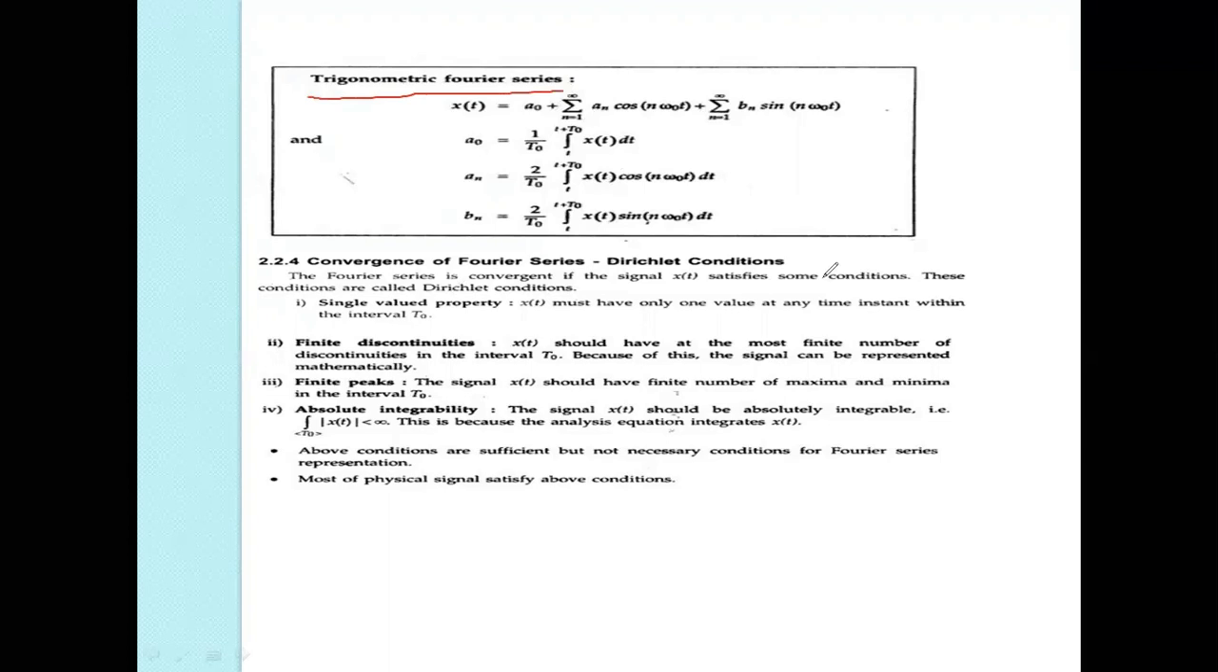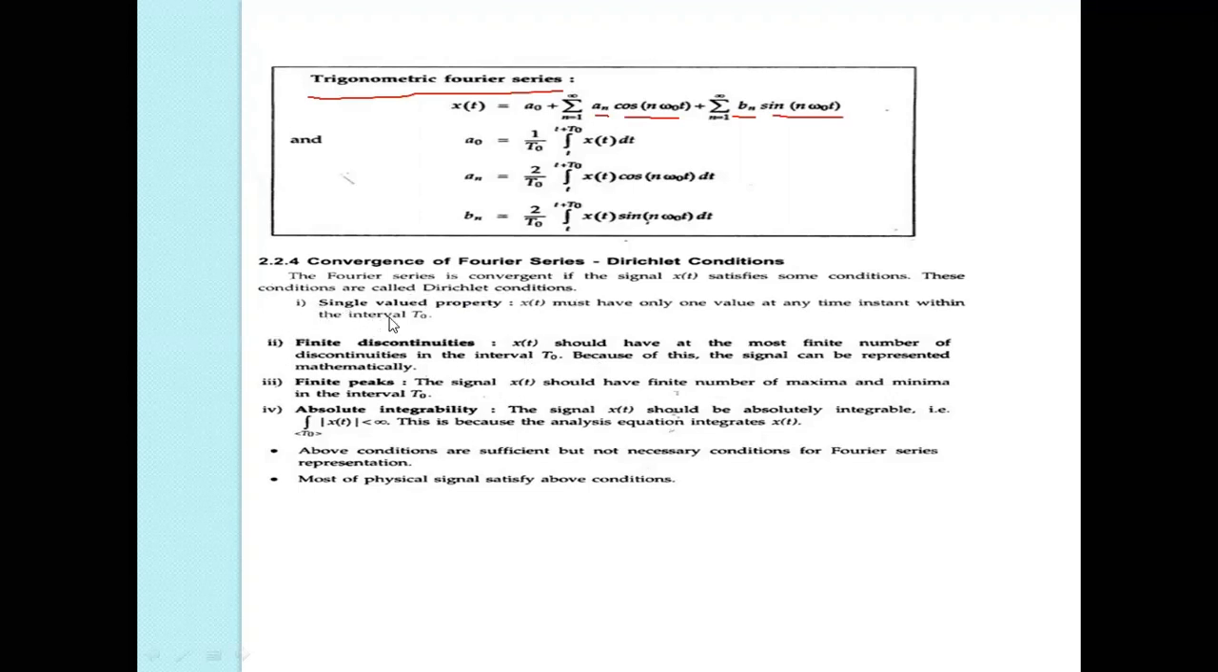Trigonometric Fourier series. Got it, my dear students? An is for the cosine function and bn is for the sine function. Understood? And now the convergence of Fourier series, the Dirichlet conditions. There are 4 Dirichlet conditions we have. The Fourier series is convergent if the signal x of t satisfies some conditions. These conditions are called Dirichlet conditions.